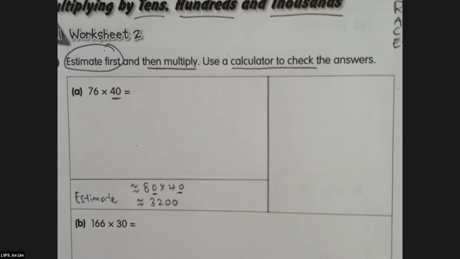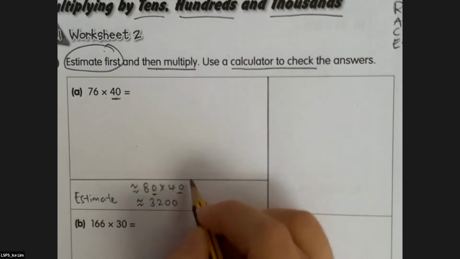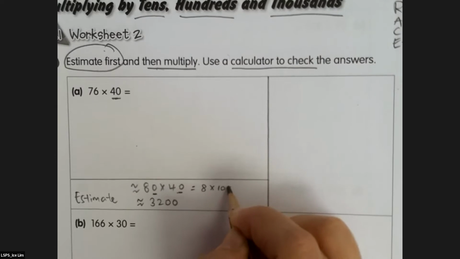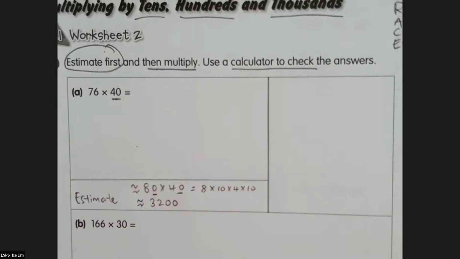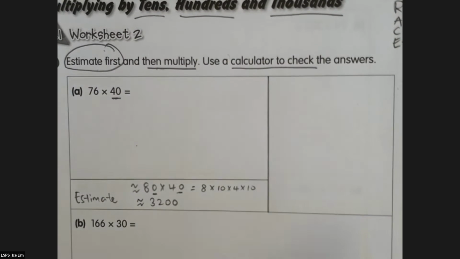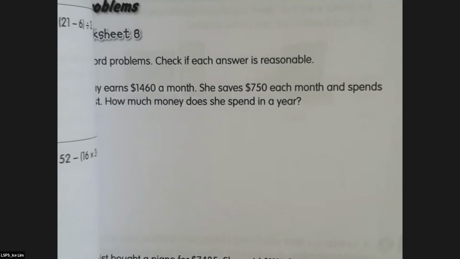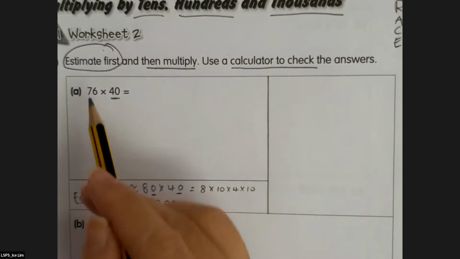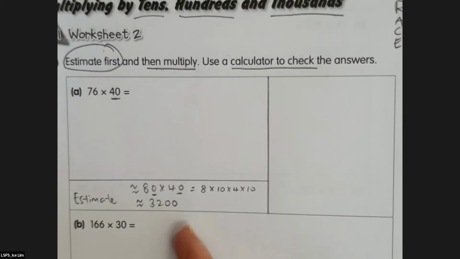Now, because 8 times 10 times 4 times 10, this is what it looks like. So I can do 8 times 4, 32, times 100. That's what it means. Now, why is this important? Later I'll show you. We do these steps to help us with our order of operations later, and with further difficult questions. So in this case, I estimate the answer should be about 3,200.